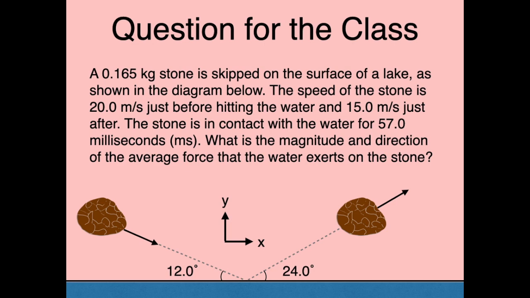Here's the first one. We have a 0.165 kilogram stone skipped on the surface of a lake, as shown in the diagram below. The speed of the stone is 20 meters per second just before hitting the water, and 15 meters per second just after. The stone is in contact with the water for 57 milliseconds. What is the magnitude and direction of the average force that the water exerts on the stone? Okay, so pause the video, see if you can work this one out, and then we'll go through it.